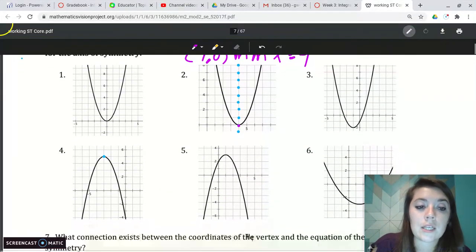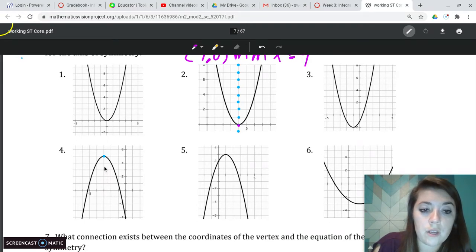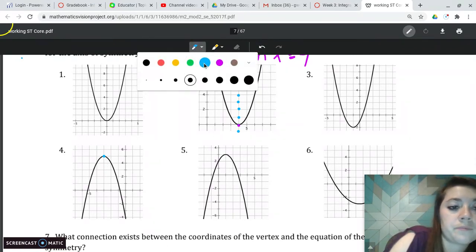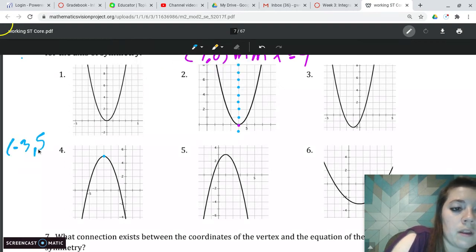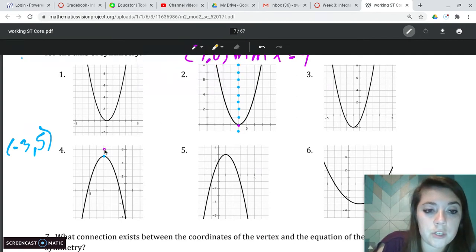All right, we are going to take a look at number 4. So we already marked the vertex here, which is over at 1, 2, 3, so negative 3. 1, 2, 3, 4, 5. So we're at (-3, 5). Now, we need to draw the dotted line for the axis of symmetry. So remember that always goes through your vertex, and it's perfectly cutting our parabola in half. So make sure you draw that all out.